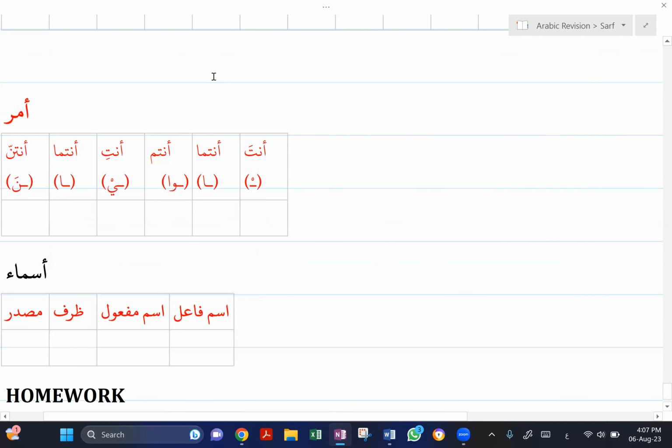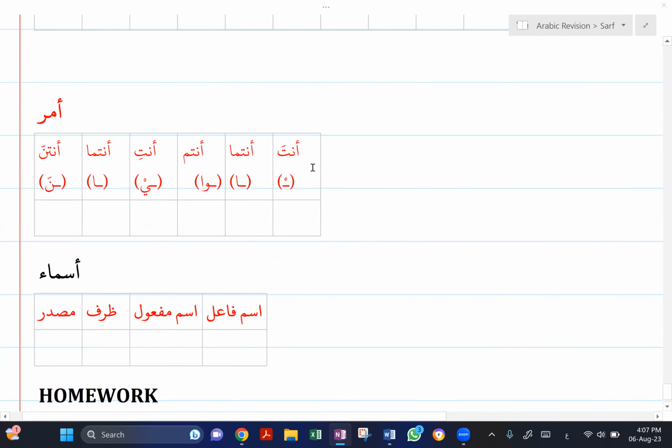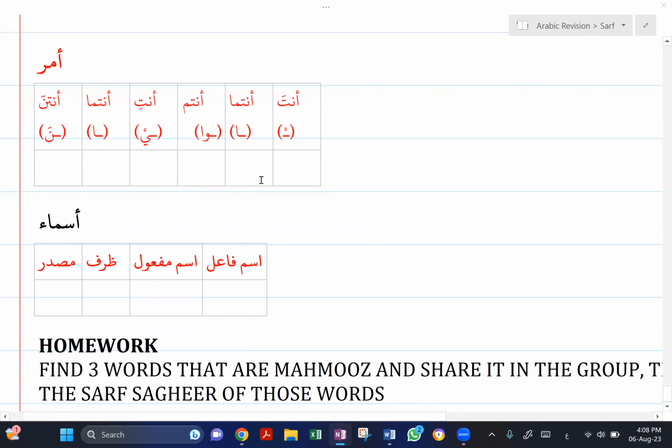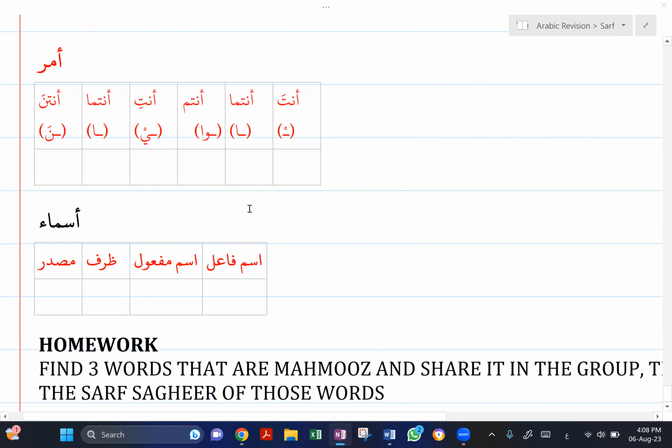Let's have Raleigh finish this off. So with the amr. So the shadda stayed everywhere, and that's the thing. Then we have Fahima. You can do the asmas.